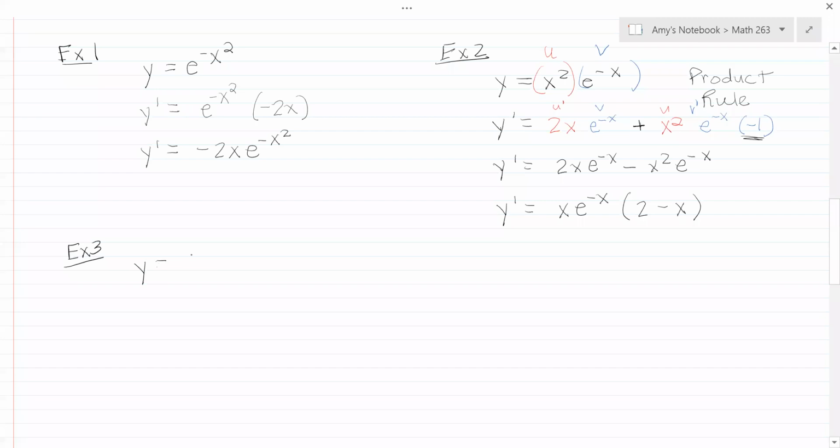Example number 3, y equals 5e to the x squared plus 5. Now, x squared plus 5 is all in the exponent. When we go to do the derivative, 5 is just a constant in front of your function, so you're going to bring that 5 down. The derivative of e to the x is e to the x, so it's going to be e to the x squared plus 5, and then times the derivative of this exponent, which is 2x. When you simplify here, 2x times 5 is 10x.